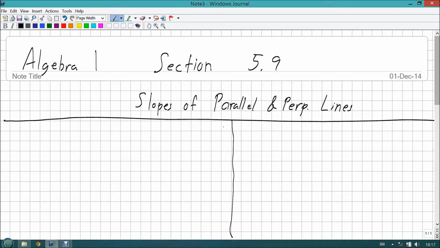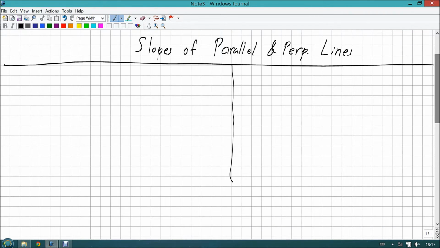Today we are going to go over section 5.9, Slopes of Parallel and Perpendicular Lines. This is a really awesome and super fun one, because we get to look at slopes, we get to do comparisons, and we get to look at the difference between parallel and perpendicular. And why Mr. O'Neill really, really hates the word opposite for math.